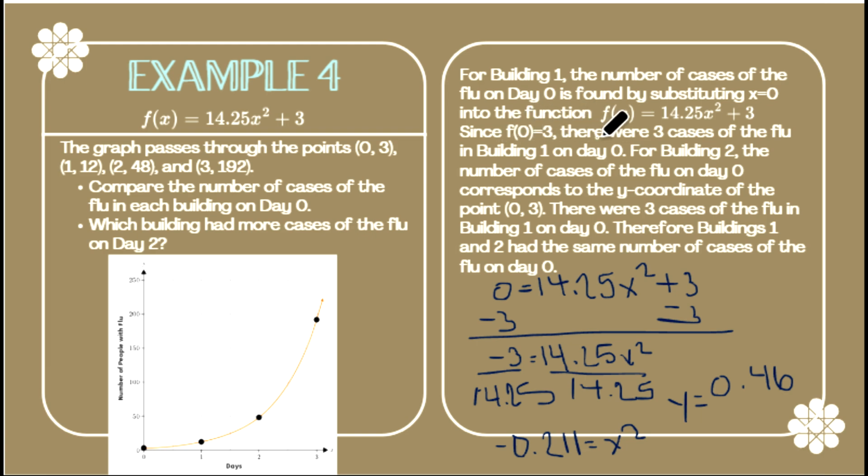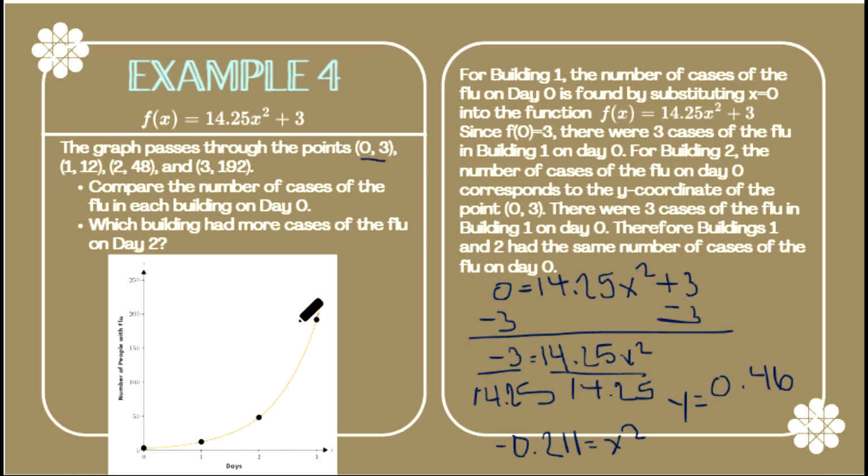A flu in the building on day 0. For building 2, the number of cases of flu at day 0 corresponds to the y coordinate 0, 3. Oh, that's why. Okay. But this is for here. They're saying this is at 3. And we know that because that's one of the coordinate points it gives us.